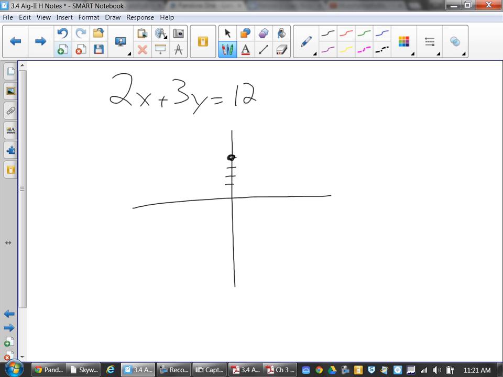When you cover up the y value, that means you're solving for your x-intercept. What's your x-intercept? 6. You can do this because you're saying when y equals 0. What you're doing there is figuring out what the graph of the line is going to look like by just plotting the intercepts.